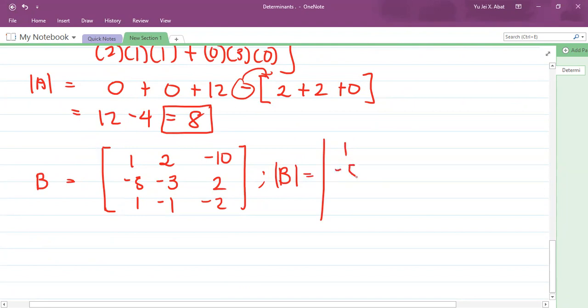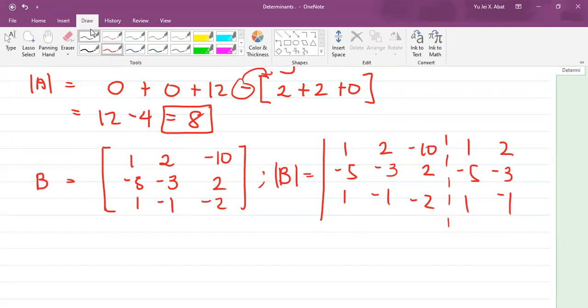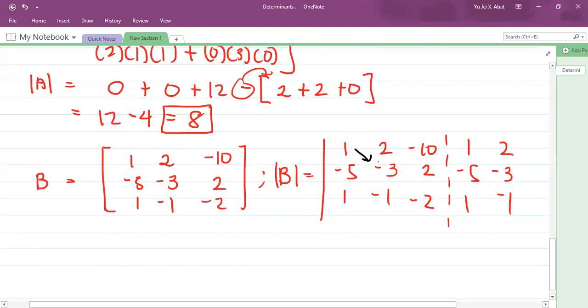we should be able to copy 1, negative 5, 1, 2, negative 3, negative 1, negative 10, 2, negative 2, and copy the first 2 columns again. So we have 1, negative 5, and 1, 2, negative 3, and negative 1. Pag inopya natin yan, okay, so you have this, this, this, this, and this one for the first diagonal.